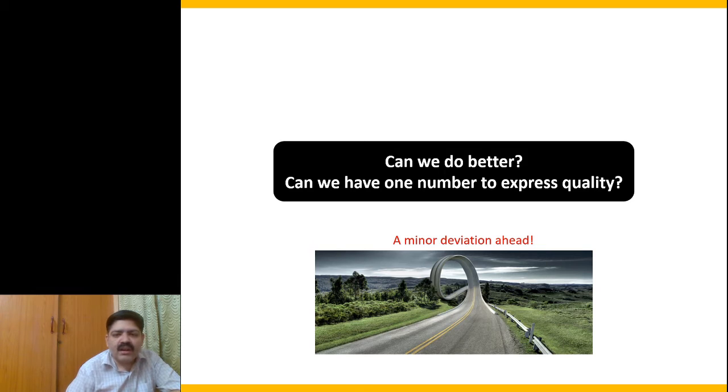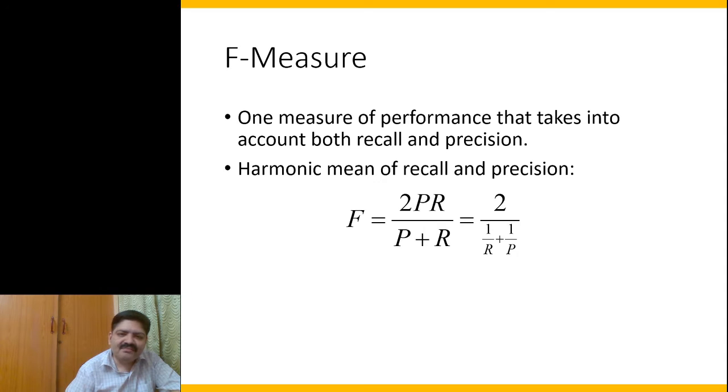Can we have just one number instead of two, the precision and recall, to express quality? Indeed, there seems to be one such number, and that is the F metric or the F measure. One measure of performance that takes into account both recall and precision. So F measure is simply a harmonic mean of recall and precision. F is formulated as 2pr over p plus r, or simply 2 over 1 by r plus 1 by p.